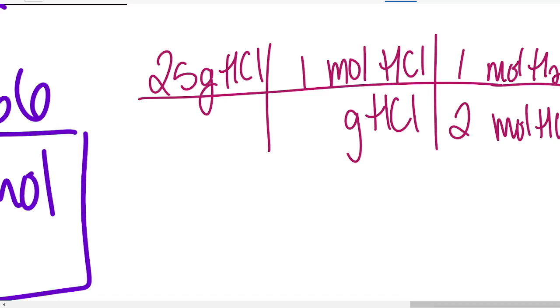And then I need to calculate molar mass. So I'm going to take the molar mass of hydrogen, which is 1.008, plus the molar mass of chlorine, 35.45. And I got 36.458. And then calculate this by taking 25 divided by 36.458 divided by 2, and that gives me 0.34286.